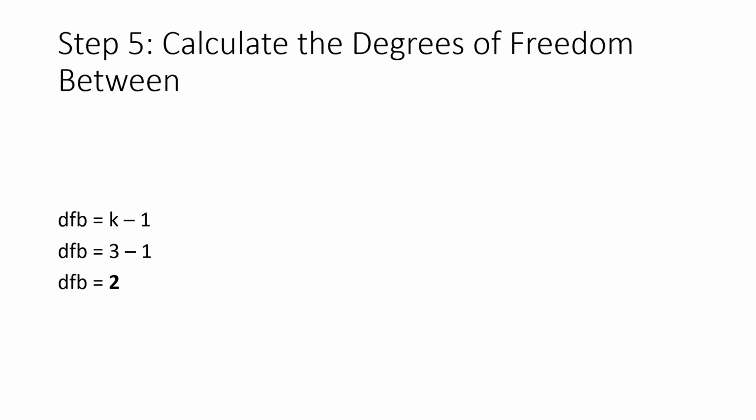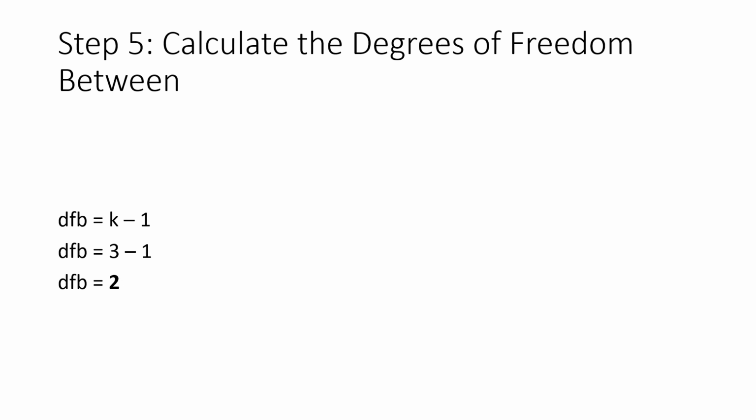The next step is to calculate what is referred to as the degrees of freedom between, not within, but between. We call this DFB. And this one is just as easy, if not easier, than the calculation of degrees of freedom within. So to calculate the degrees of freedom between, it's very simple. We just take the total number of categories in our ANOVA, that is to say the total number of groups, and we subtract 1 from that number.